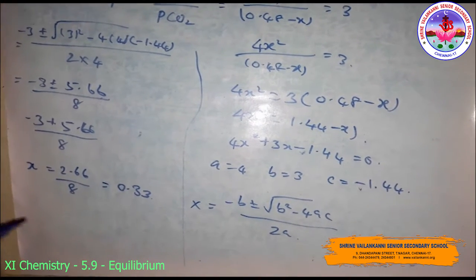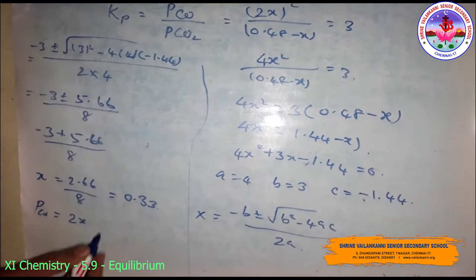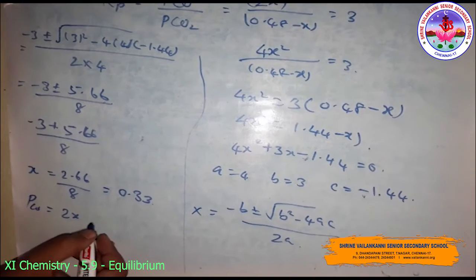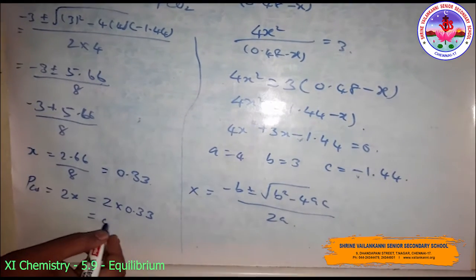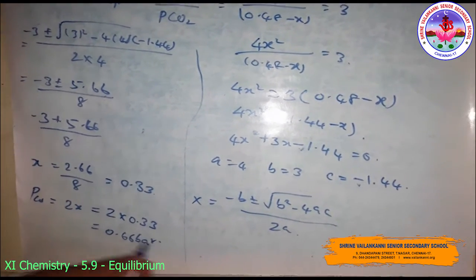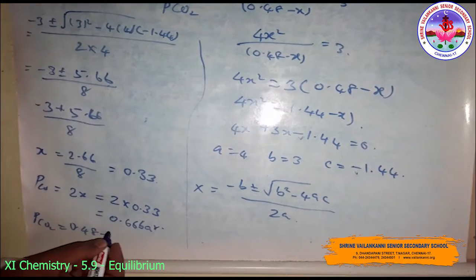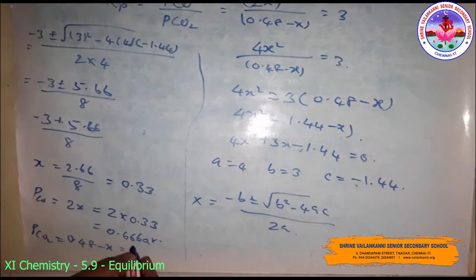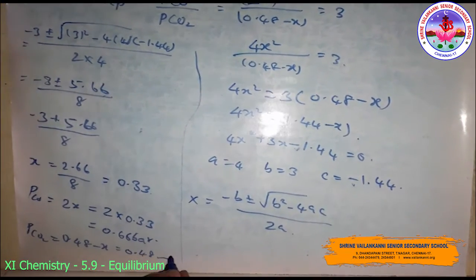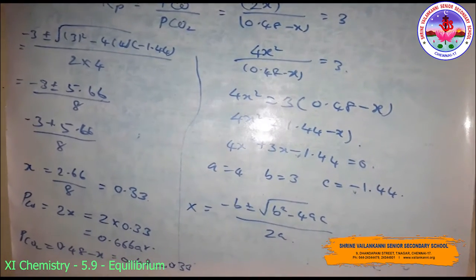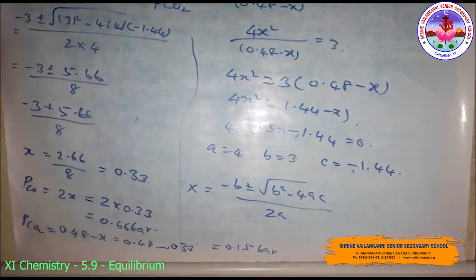The equilibrium partial pressures are: P_CO is equal to 2x, which is 2 into 0.33, so it will become 0.66 bar. Then the partial pressure of carbon dioxide is 0.48 minus x, which is 0.48 minus 0.33. So the answer is 0.15 bar.